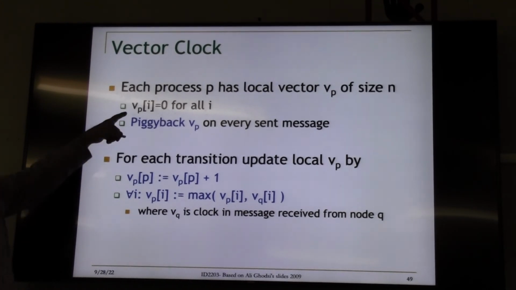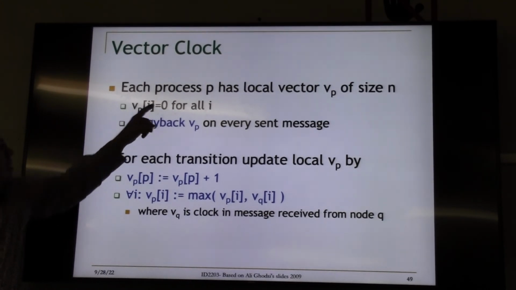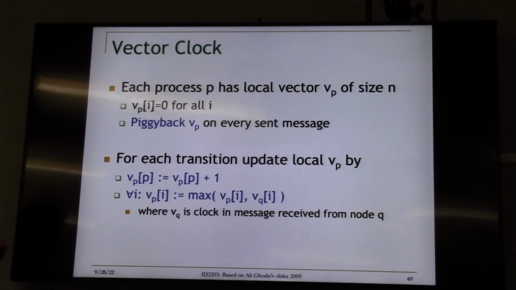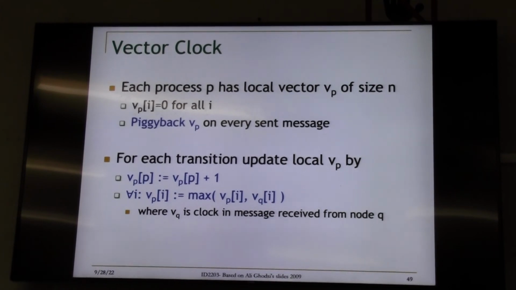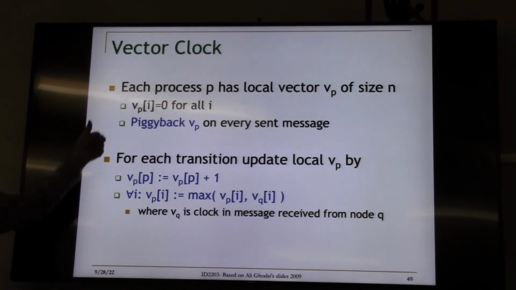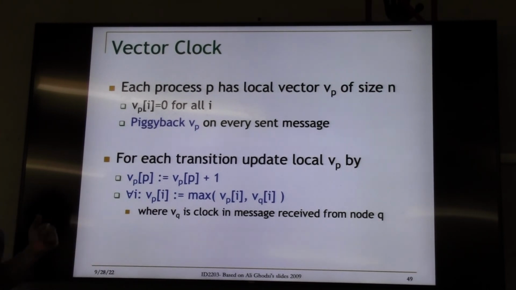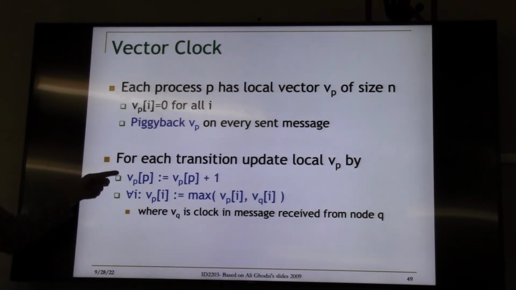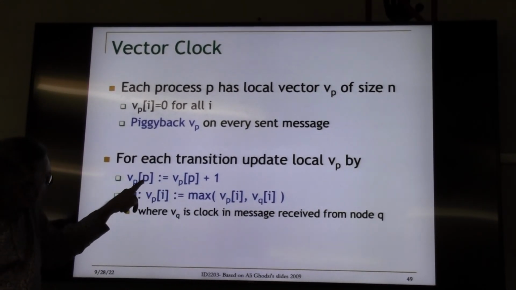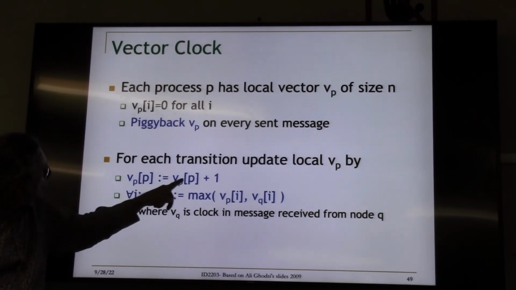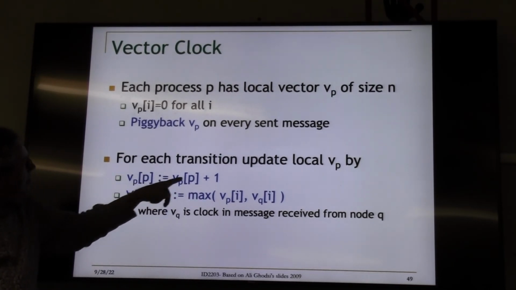Okay? And initially, the vector is all zeros. So each process stores a vector. So this is not really scalable. If I have 1,000 nodes, then each process has a vector of size 1,000. And the way to update the vector is when I do a comp event, I will increment only one of the components, the P component.